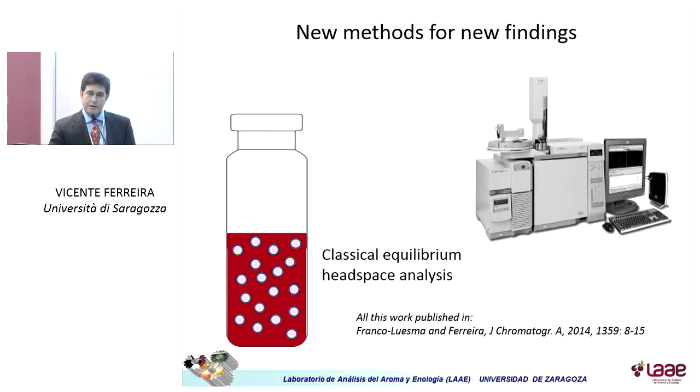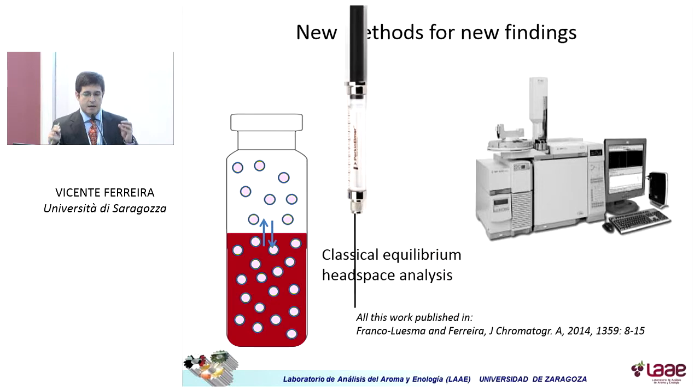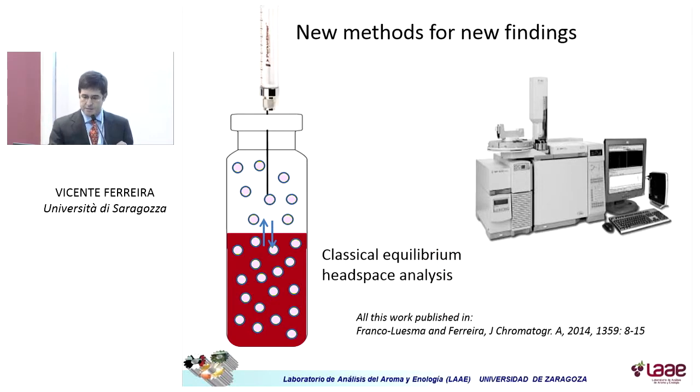So the key to understanding this is the use of different analytical methods. The normal methods for analyzing volatile sulfur compounds are methods that analyze just what is in the gas phase.